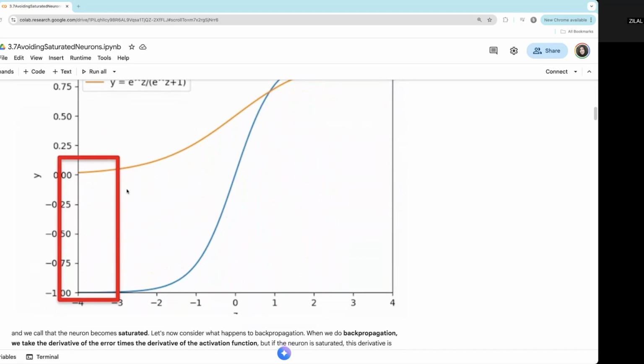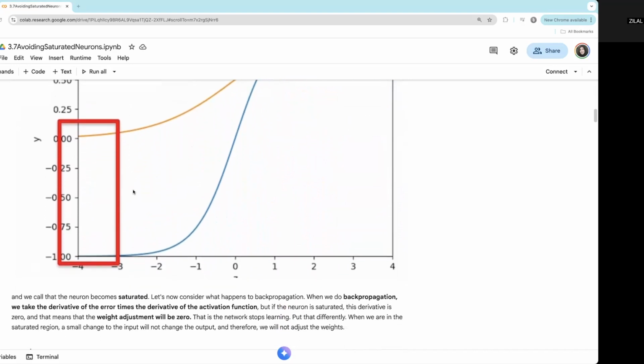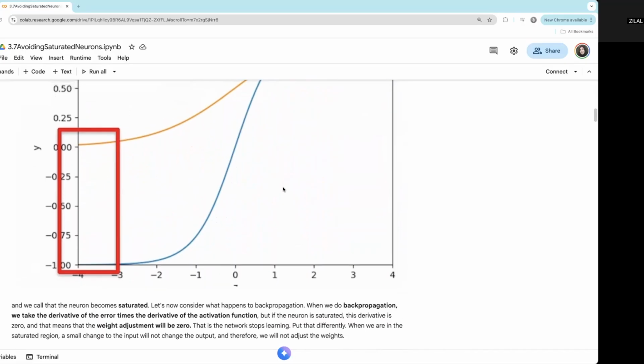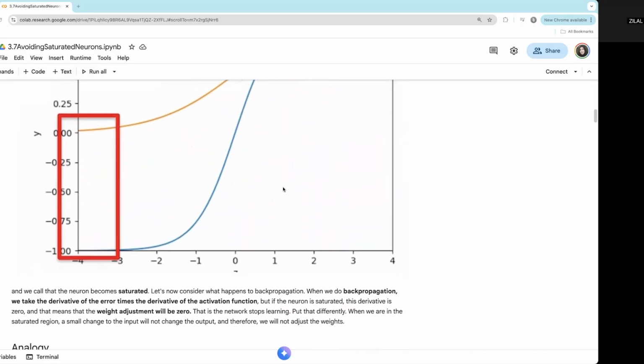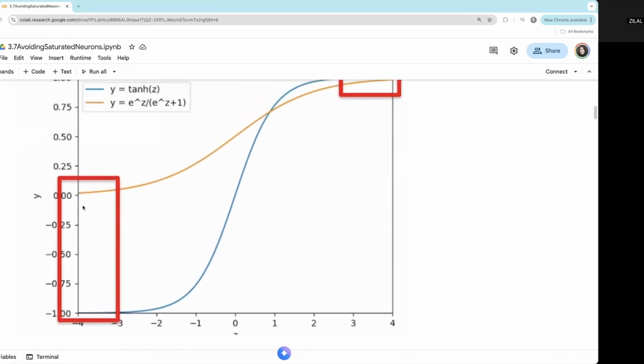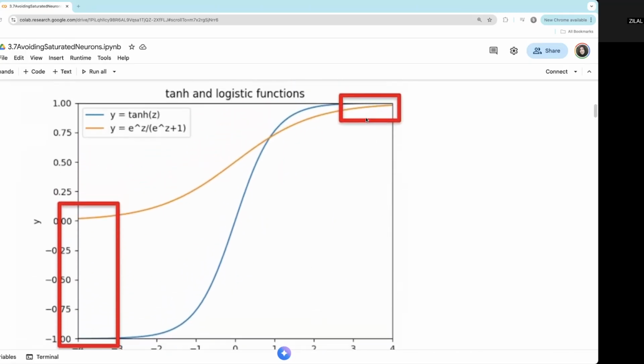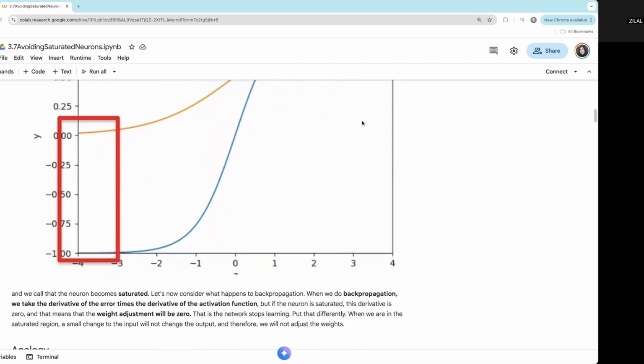Let's now consider what happens to back propagation. When we do back propagation, we take the derivative of the error times the derivative of the activation function. But if the neuron is saturated, so here in this area and this area, this derivative is zero, and that means the weight adjustment will be zero. That is, the network stops learning.